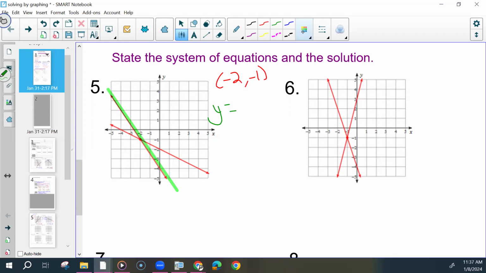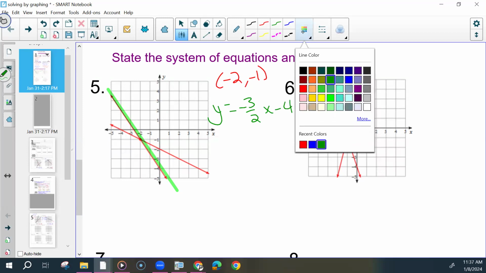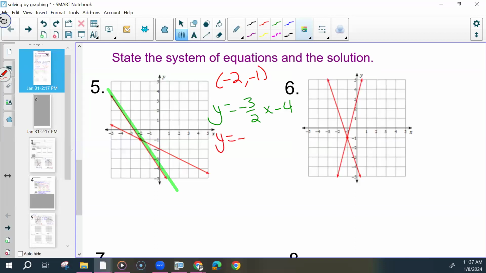-3/2, and the other one is -1/2. And then the y-intercept? -4, this one, -4. So y equals -3/2 x minus 4. And then for the other one, we already said that that is a slope of -1/2, and the y-intercept is negative.